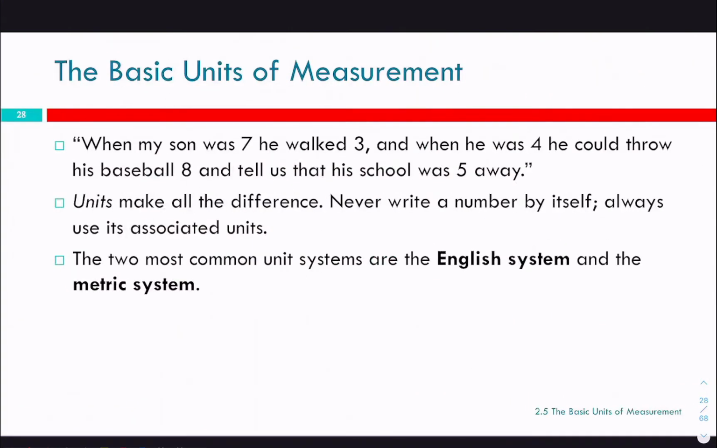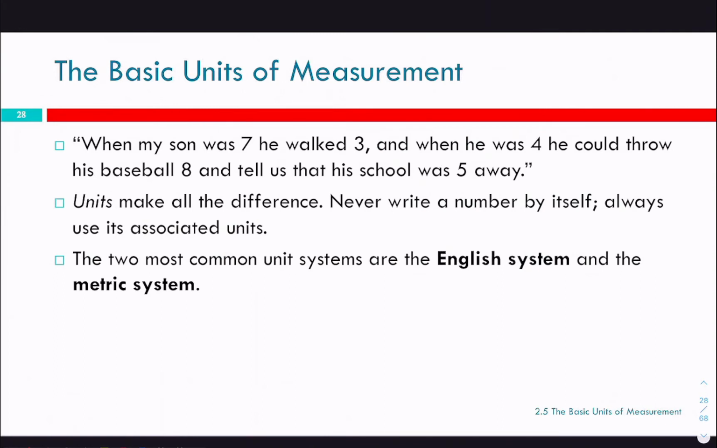Got to move on though. All right, so we also talked about units, right? We talked about the metric system, the importance of units. I do like the sentence: when my son was 7, he walked 3, and when he was 4, he could throw his baseball 8 and tell us that his school was 5 away. What does that sentence mean?